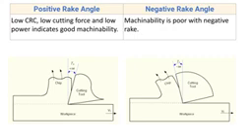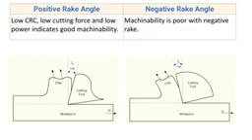Next difference: low CRC, low cutting force and low power indicate good machinability with positive rake angle. Machinability is nothing but the ability of a material to get machined with a particular cutting tool. With positive rake angle, the tool tip is very sharp, and that is why very little force is required to remove the material, and we get a low CRC, that is chip reduction coefficient, low cutting forces and low power. Ultimately we get good machinability with positive rake angle.